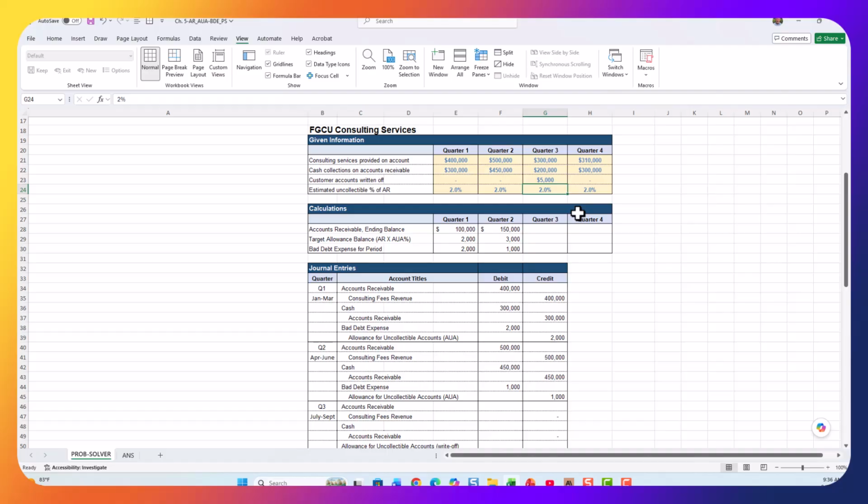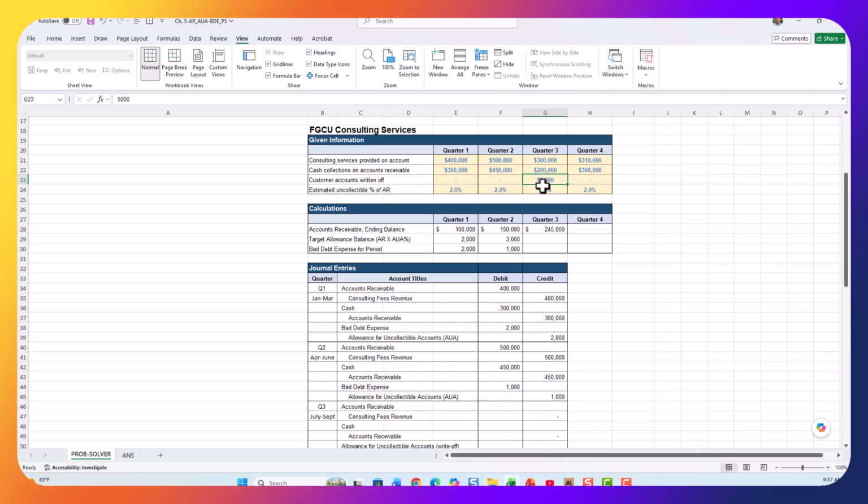The ending balance for accounts receivable will use the Q2 balance of $150,000, add the services provided on account of $300,000, subtract the $200,000 in cash collections, and subtract the customer write-off of $5,000 to get a balance of $245,000. When a specific customer is written off, the amount of the write-off is always deducted from both accounts receivable and the allowance for uncollectible accounts.